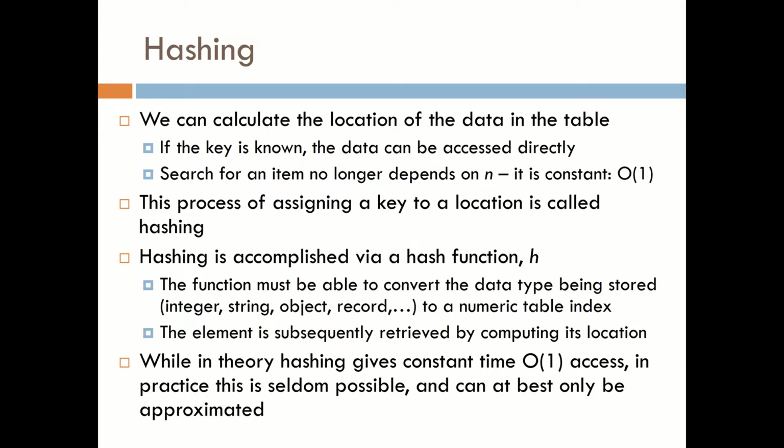The function must be able to convert the data type that's being stored. For instance, normally we will show examples of hashing using either string or integer data, but you may also need to hash a gas pump object, for instance, or a vehicle object. And so it's incumbent upon you then to come up with a hash function that is able to take that particular object and assign it a unique location.